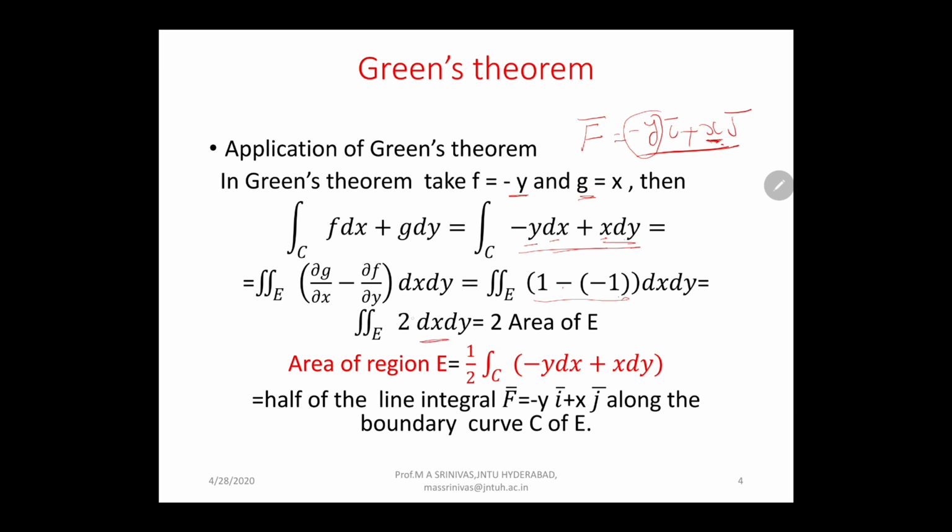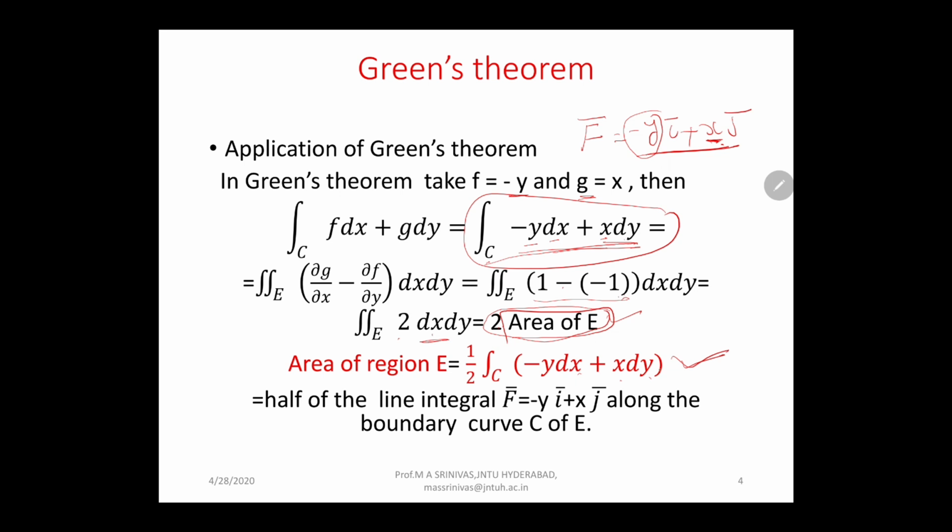Therefore, what we have is the integral over C of minus y dx plus x dy is equal to twice the double integral over E of dx dy. You learned that the double integral over E of dx dy gives the area of the region E in the third unit of your syllabus. Therefore, if I combine these two, area of a region E is equal to half of the integral over C of minus y dx plus x dy. This is mathematically what you have.